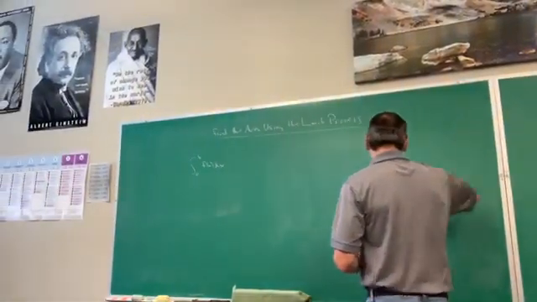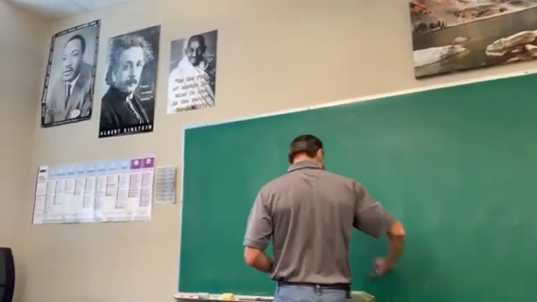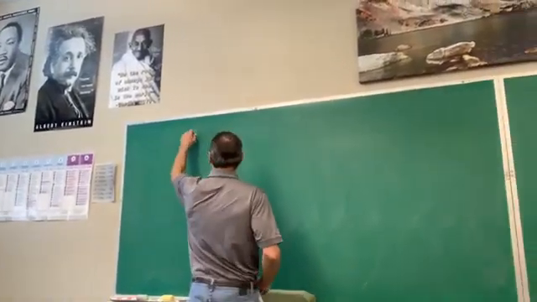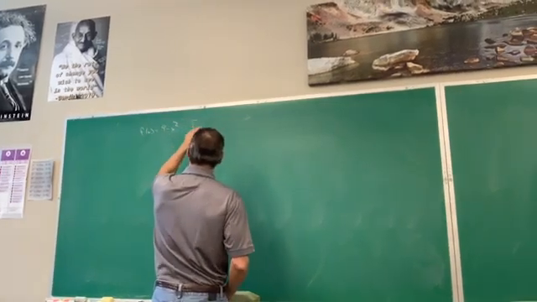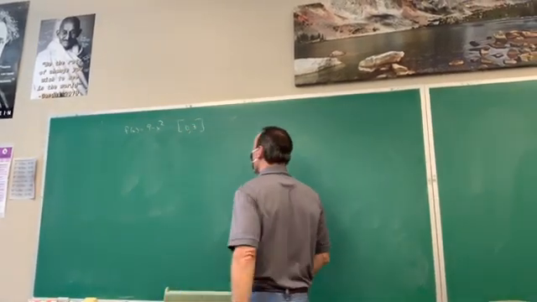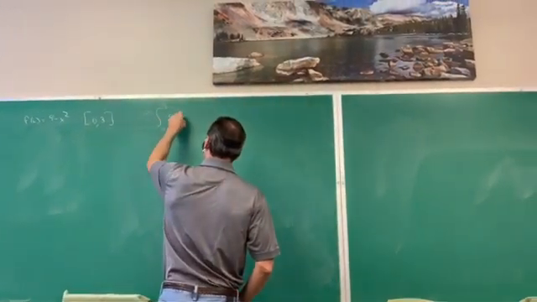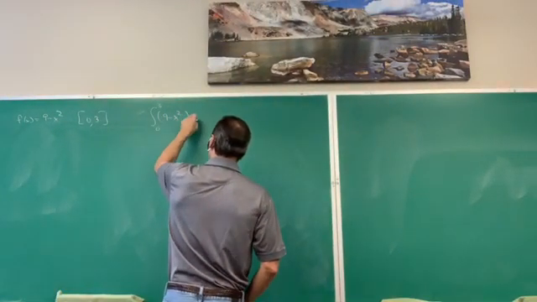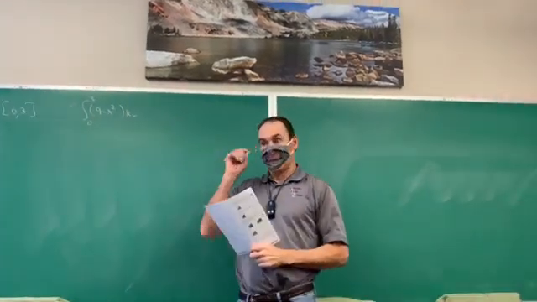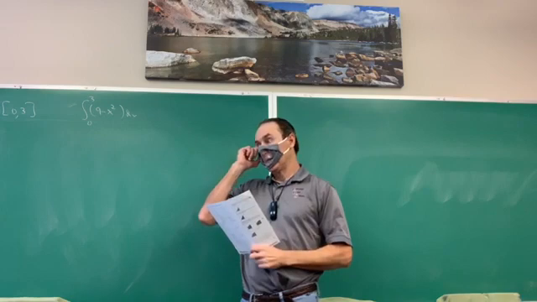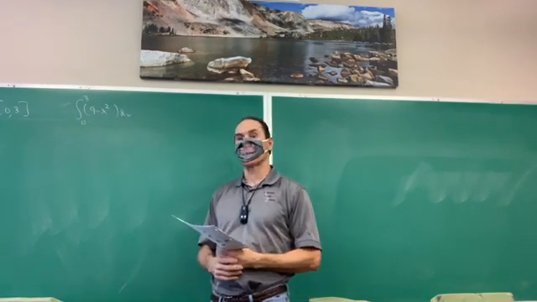So here's our challenge. We're going to look at the function f of x equals 9 minus x squared, and we are going to talk about the interval from 0 to 3. So we are going to try to evaluate this definite integral from 0 to 3 of 9 minus x squared, and we're going to use the limit process.